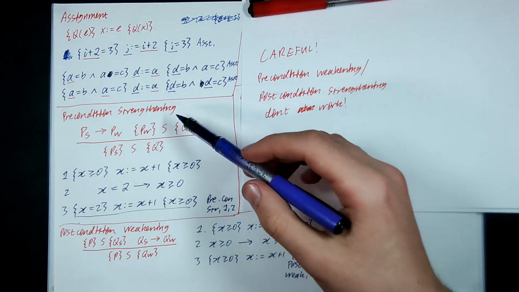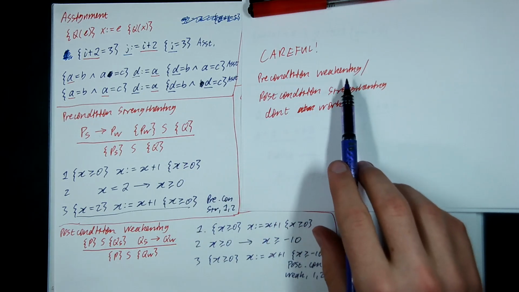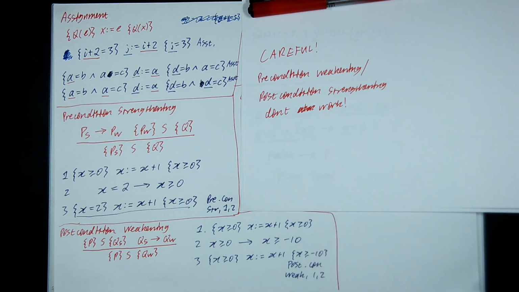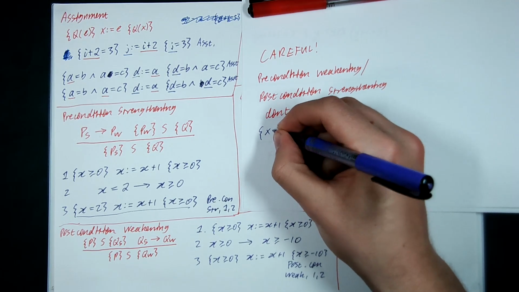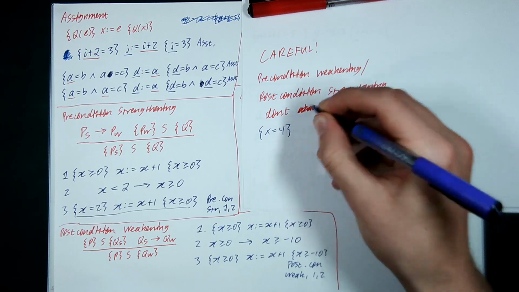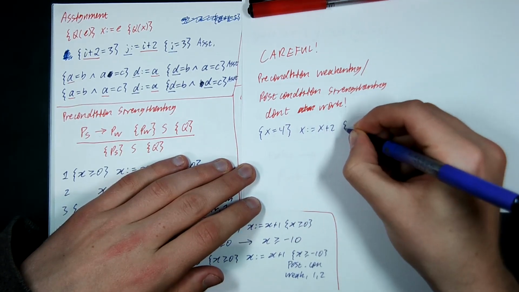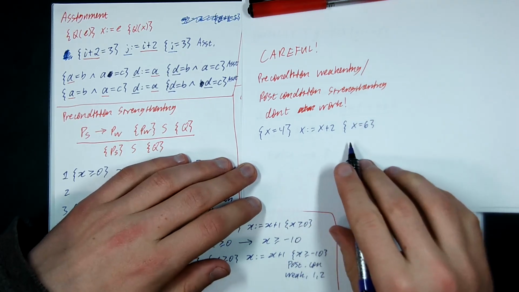Now, be careful which one you're doing. Don't mix them up. Precondition weakening and postcondition strengthening do not exist. They're not rules. And the reason they're not rules is because if they were, you could prove really silly things. For example, take the Hoare triple, x is equal to 4, and then I add 2 to x. Therefore, afterwards, x is equal to 6. This is a valid Hoare triple.